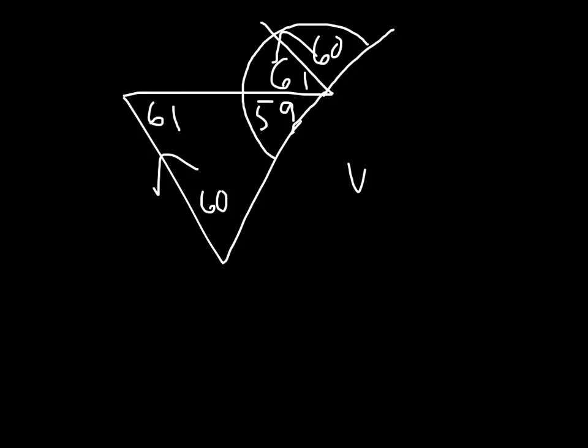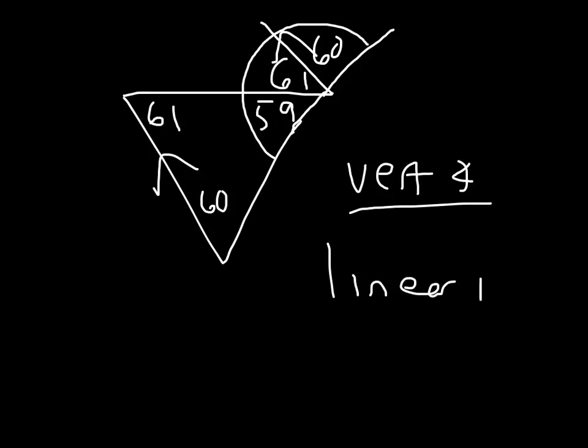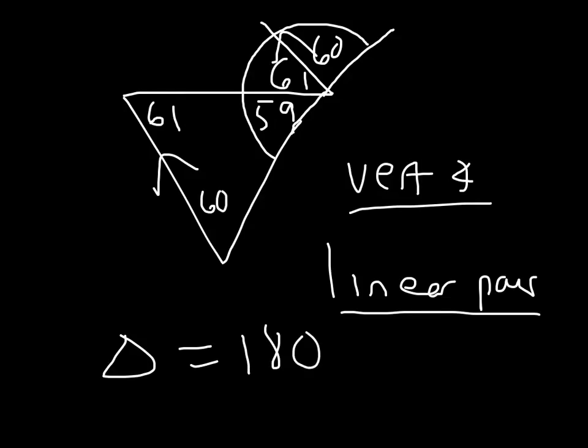You want to consider vertical angles. You want to consider linear pair, angle addition postulate, to add up to 180 in all diagrams. And if you have a triangle, we know the sum of the three angles equals 180 degrees.